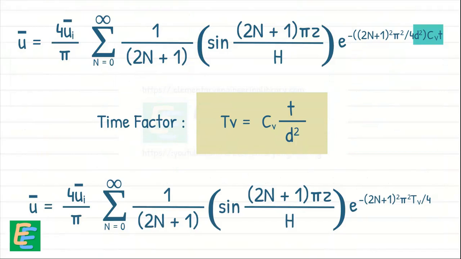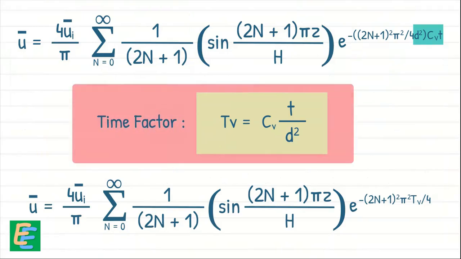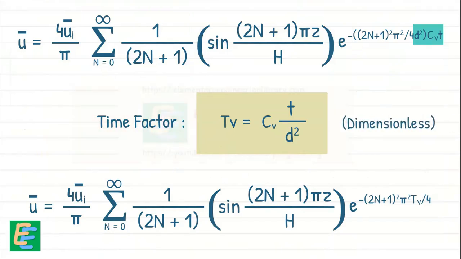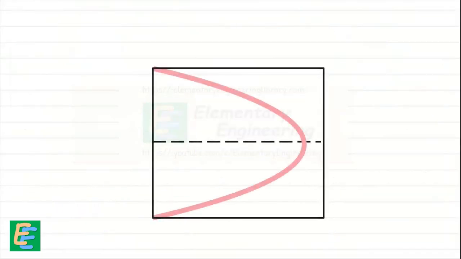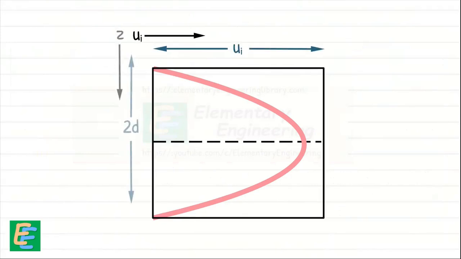Okay, don't memorize it, but memorize the time factor. It is a dimensionless quantity. We will talk about it a little later in this video. This solution of Terzaghi's one-dimensional consolidation equation can be visually represented through a plot illustrating the variation of excess pore water pressure with depth and time.